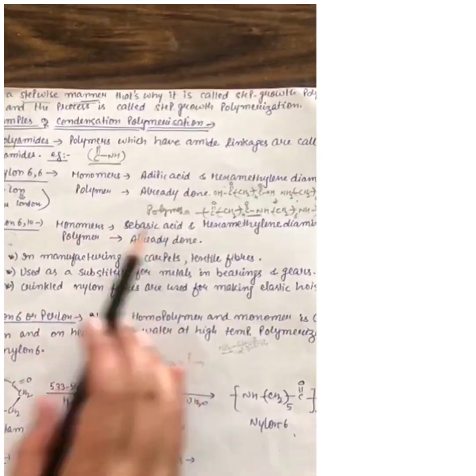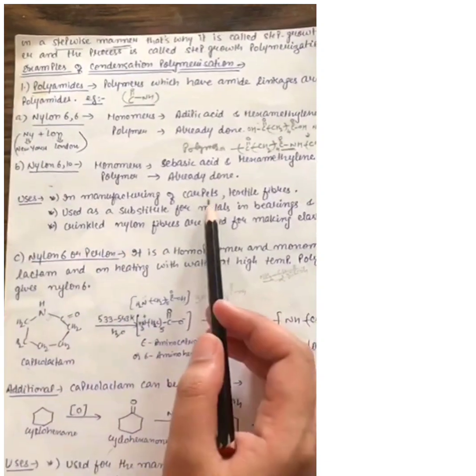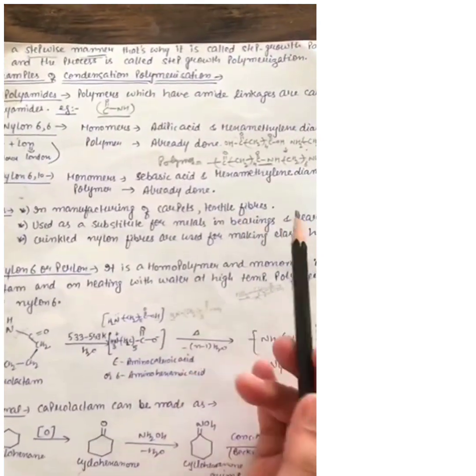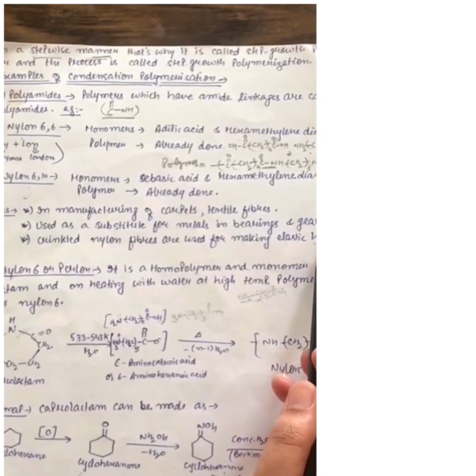Next is our nylon 6,10. We already did it. Monomers are sebacic acid and hexamethylene diamine. The uses are, it is used to make carpet, textile fibers, in order to make the elastic hosiery, etc.